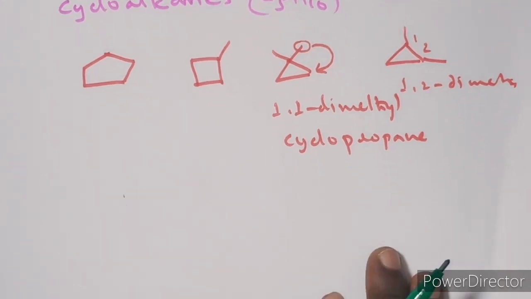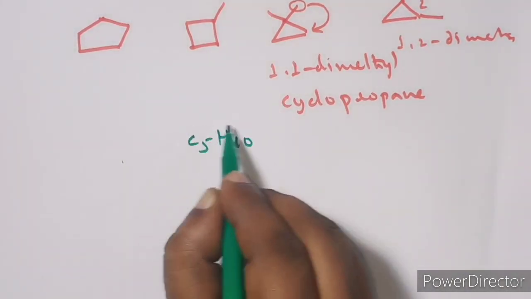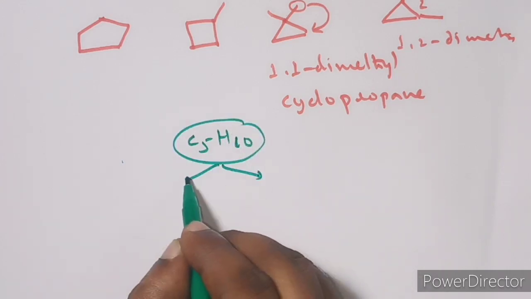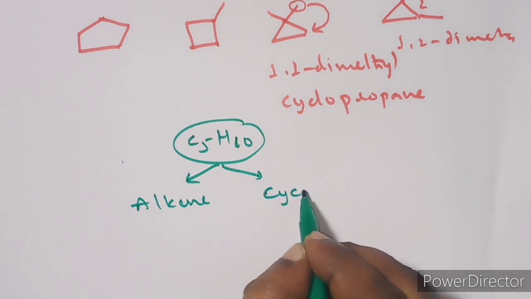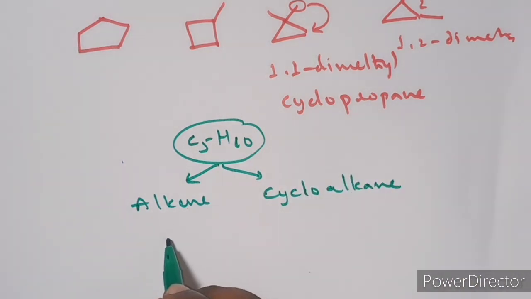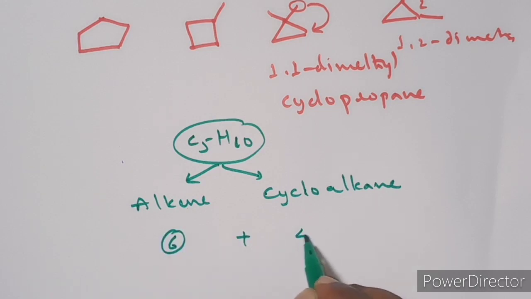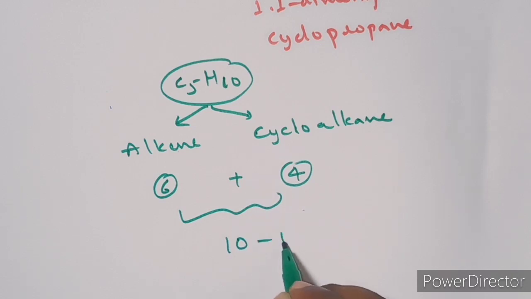So let's see the total number of possible isomers with the molecular formula C5H10. With the C5H10 molecular formula, we can write 2 types of compounds: one is alkene, another one is cycloalkane. How many alkenes are we writing? 6 alkenes and 4 cycloalkanes. So the total number of isomers is equal to 10 isomers.